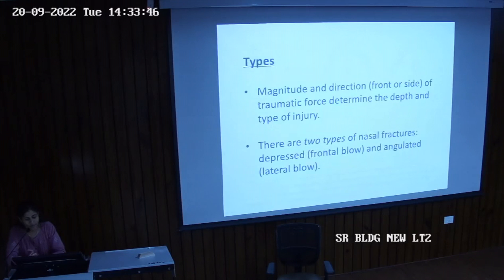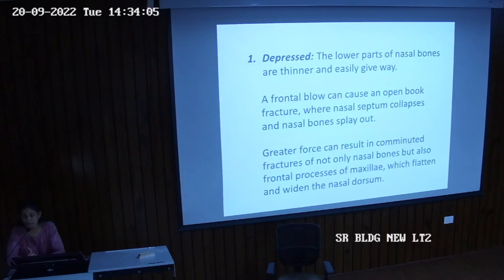Now, the magnitude and direction of traumatic force determine the depth and the type of injury. There are two types of nasal fractures. One is the depressed fracture and the other is the angulated fracture. So, for example, if you have a frontal blow, you'll get a depressed nasal bone. And when you have a lateral blow, you'll get an angulated fracture and a comminuted fracture.